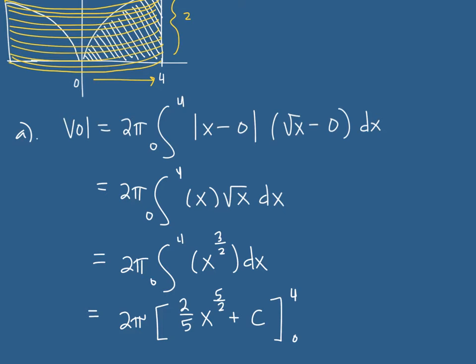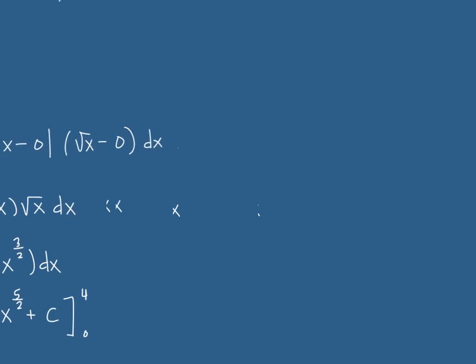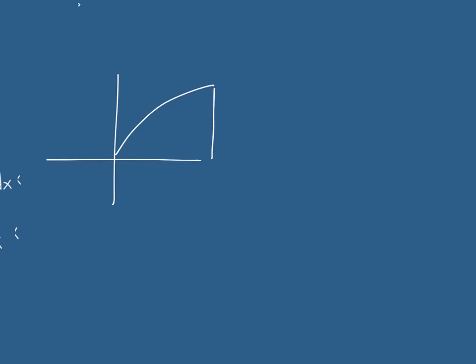I'd like to look at part B, which is rotating it over a different axis, which makes a different shape. So I'm going to slide mine sideways and do it side by side. You can do it however you want. My region is 0 to 4 and 2. This time I'm going to rotate it around the vertical axis, x equals 6. So that's out here.